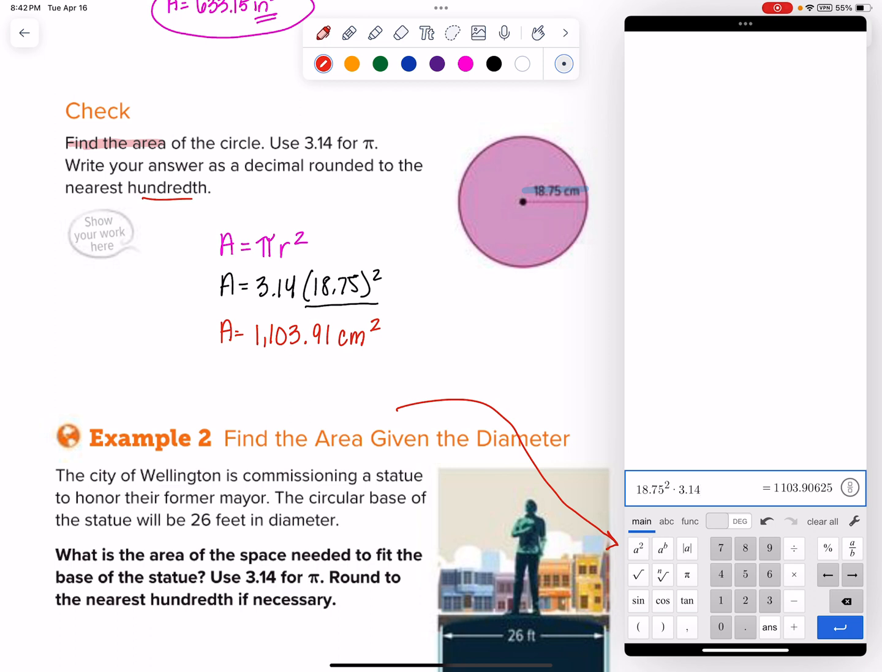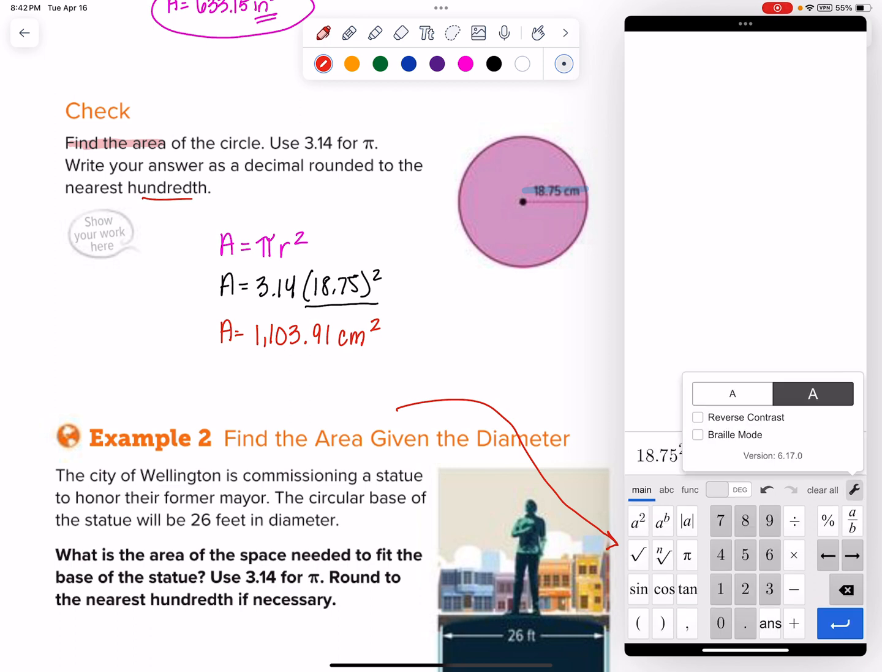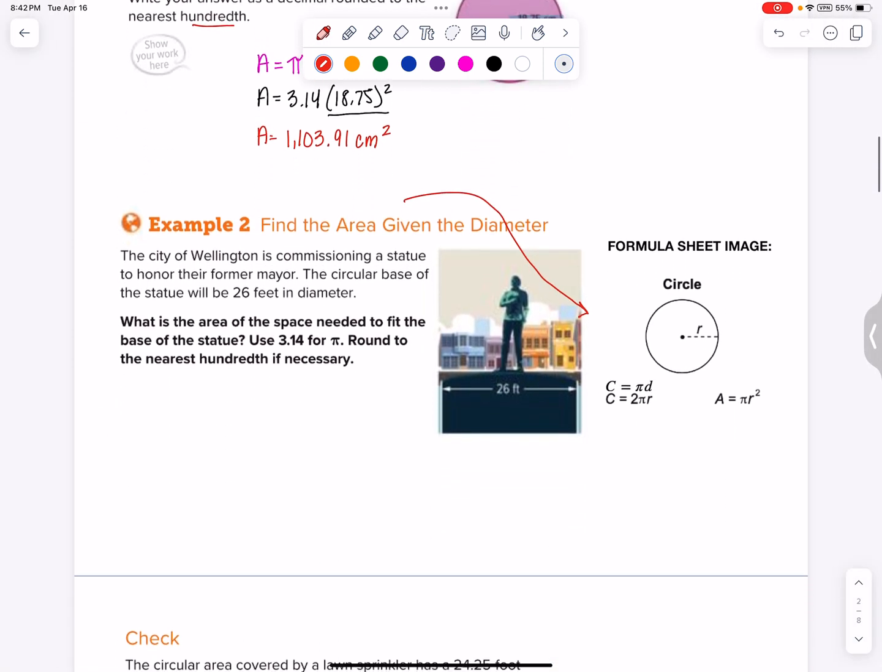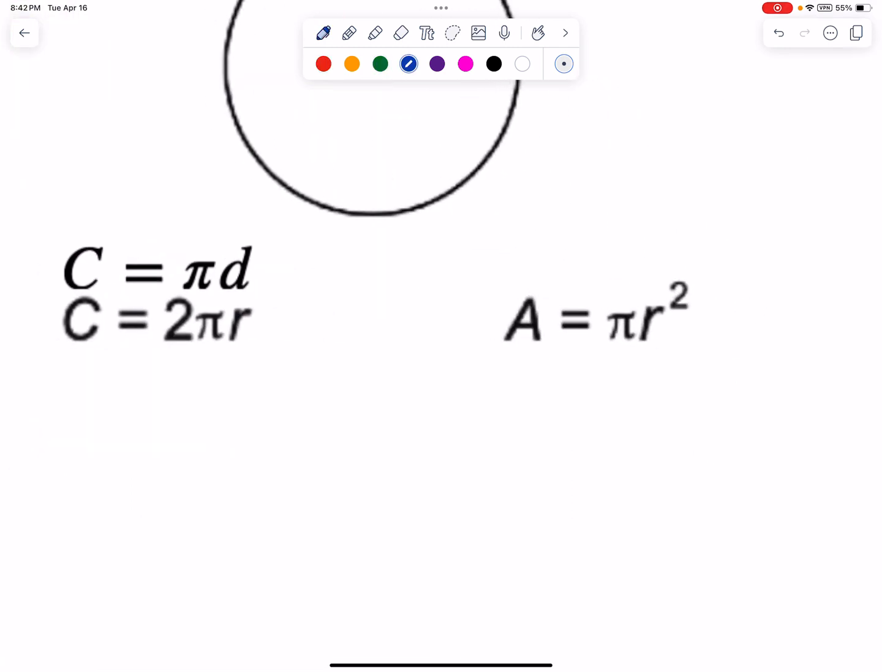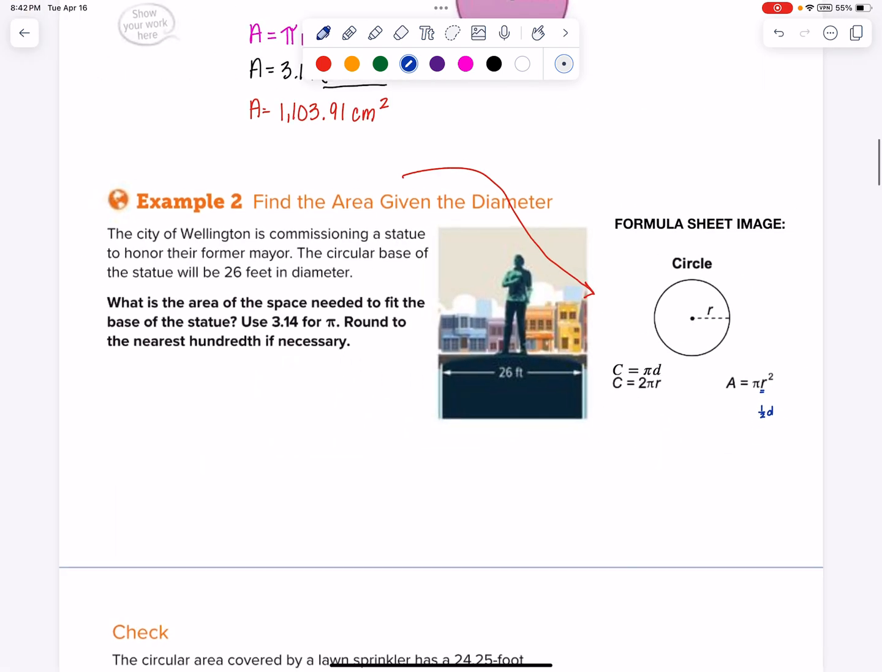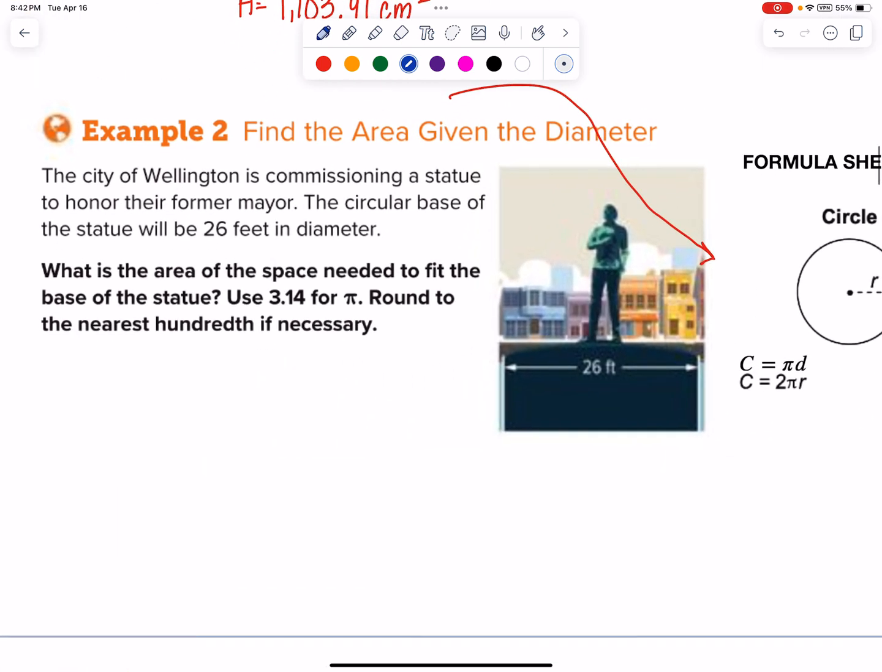All right, so let's go ahead and let me go big O version here. Let's check this out. Find the area given the diameter. So obviously, if we're given the diameter, but we only have a formula with radius, well, remember what radius is. It's just half of the diameter. So if we just cut the diameter in half, then we have our radius, okay? So let's go ahead and take care of this.